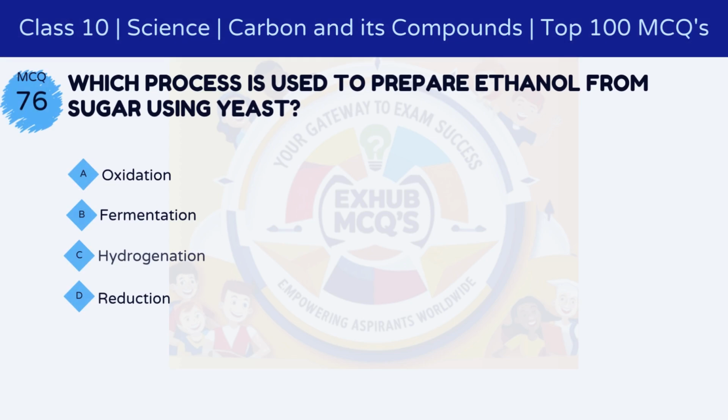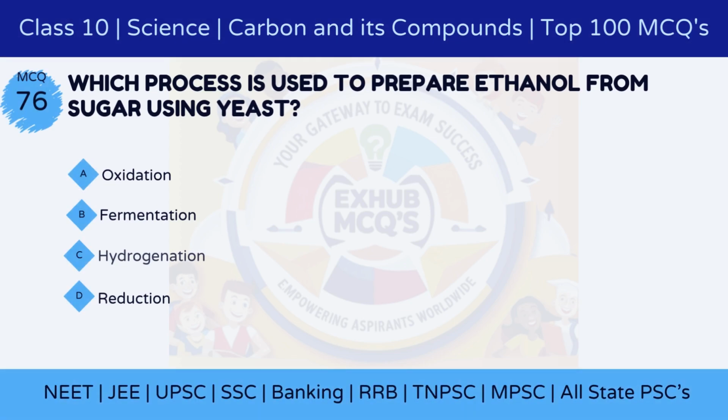MCQ 76. Which process is used to prepare ethanol from sugar using yeast? Option A, oxidation. Option B, fermentation. Option C, hydrogenation. Option D, reduction.